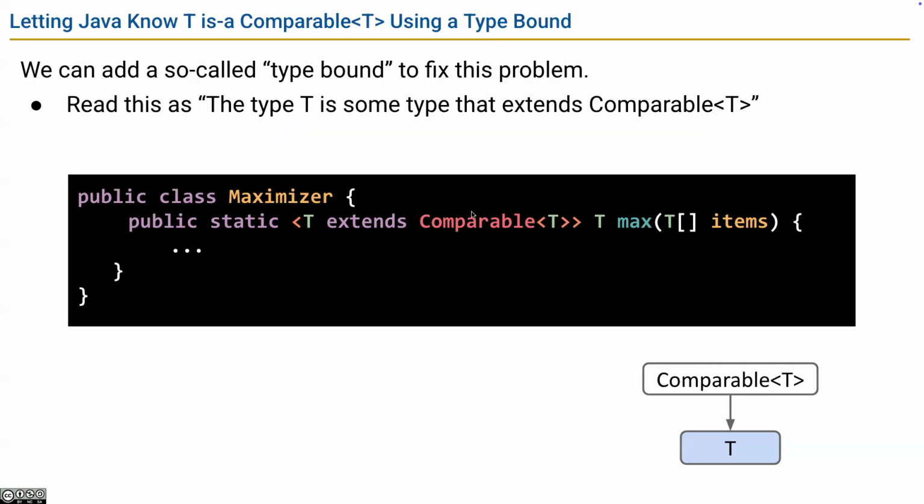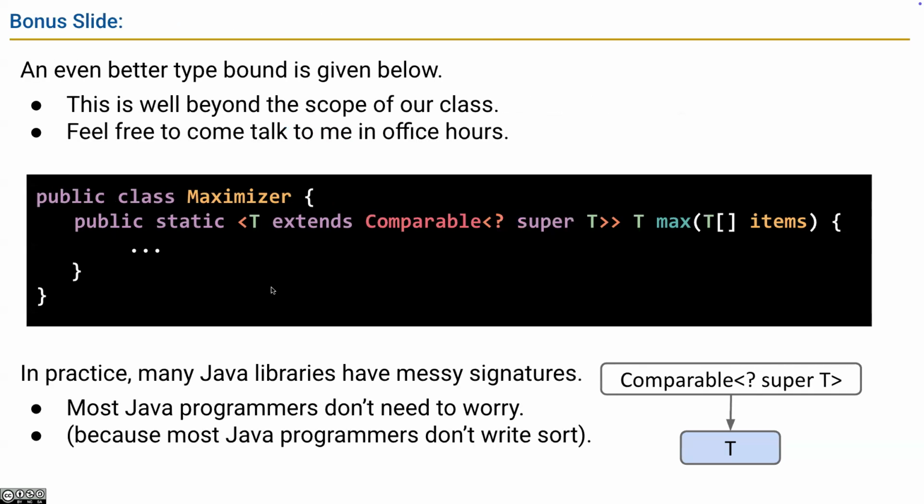Now, there's more. The bad news is that this actually isn't what the library functions look like. They actually look like this: T extends Comparable<? super T>. I'm not even going to get started telling you what that means, but I'm happy to talk about it in office hours. The message here is that in practice, when you're using a language like Java with a static typing system, the people that write the libraries have a lot of pain.